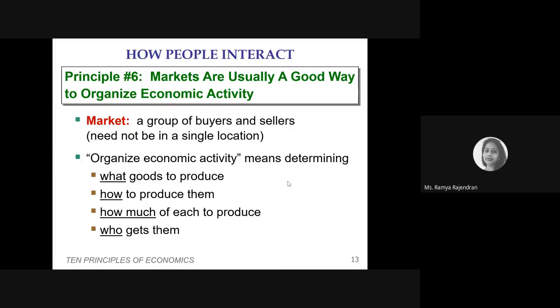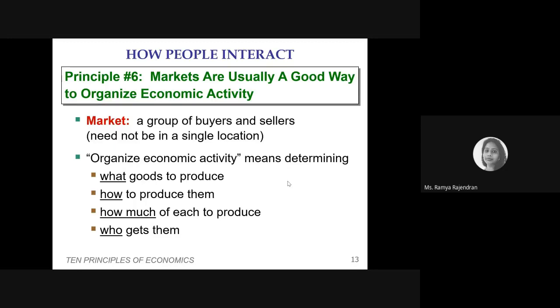So markets help you to organize your economic activity. In a market you tend to know what products are required and what the customer needs are. You understand that in the market, because this is where I, as a company, will meet my buyers, my consumers. So I understand what kind of products I should be producing, how to produce them, and how much I have to produce.